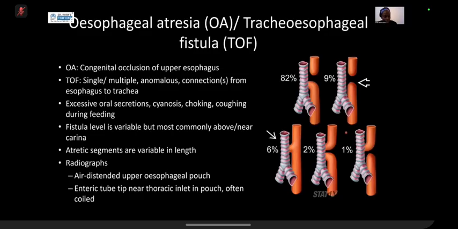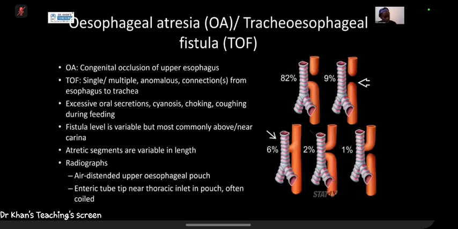And this is demonstrated on this image. And then the other thing to say is that the level of the fistula can be variable, but it's normally in the region of the carina. And the gap between your atretic segment and your distal segment can also be variable. It can be as high up in the neck, or it can be lower down in the mediastinum, for example.